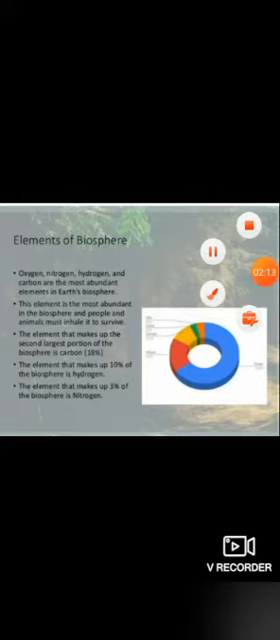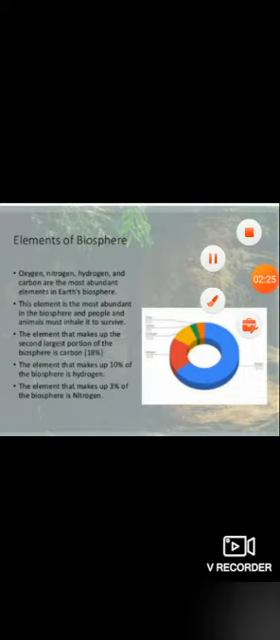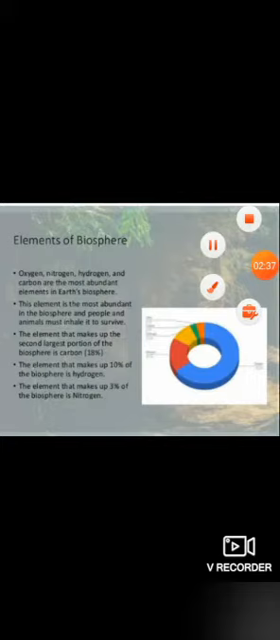The largest portion is of carbon, the element that makes up 10% of the biosphere is hydrogen, and the element that makes up 3% of the biosphere is nitrogen. Despite these, for example, iron is found in hemoglobin, zinc is found in eyes of animals, magnesium is found in chlorophyll, vanadium is found in cucumber, potassium is found in almond, walnut, etc.